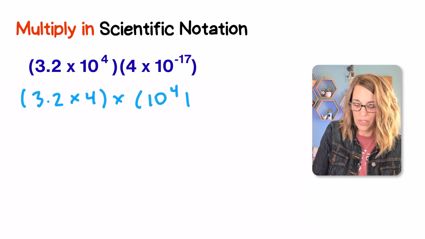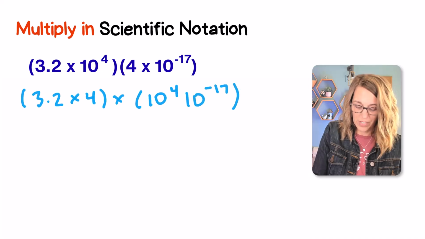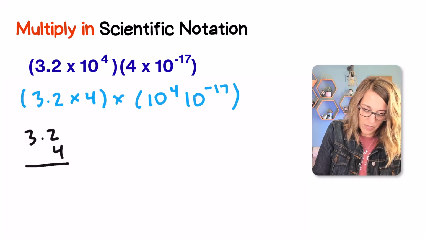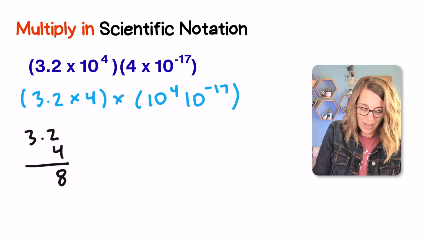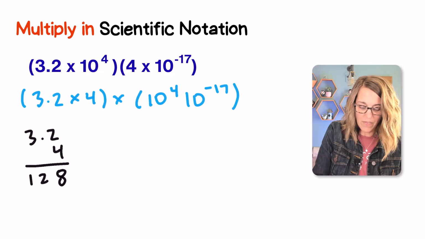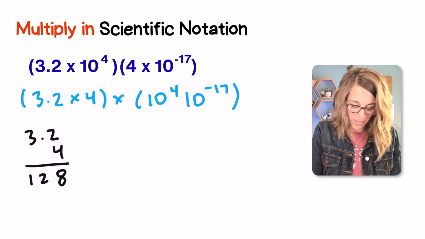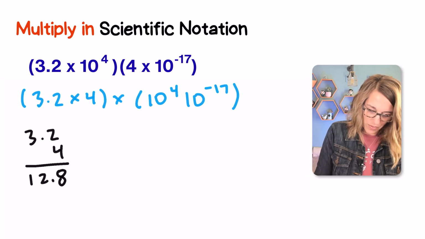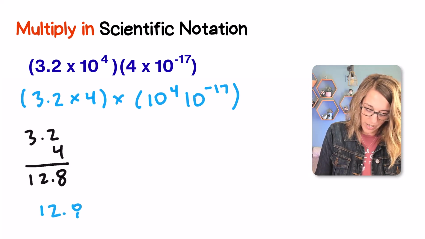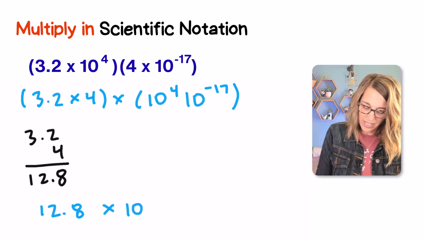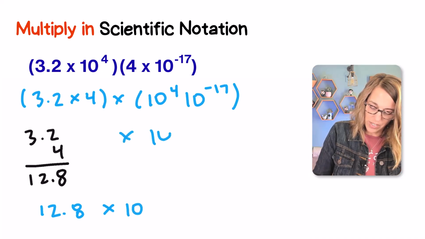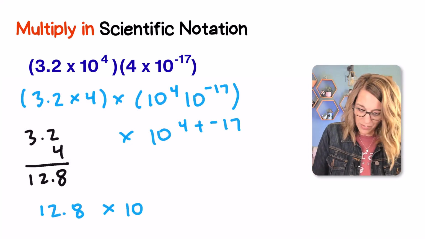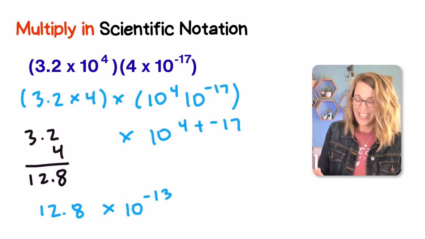So I've got a 10 to the 4th, and I've got a 10 to the negative 17th. Let's go ahead and do that 3.2 times 4. So just off to the side here, 4 times 2 is 8. 4 times 3 is 12, and I've got 1 decimal place in the original problem. So I've got 1 decimal place there in my answer. So that gives me a coefficient of 12.8, the product of those first 2 numbers, times 10 to the 4 plus negative 17. 4 plus negative 17 is negative 13.